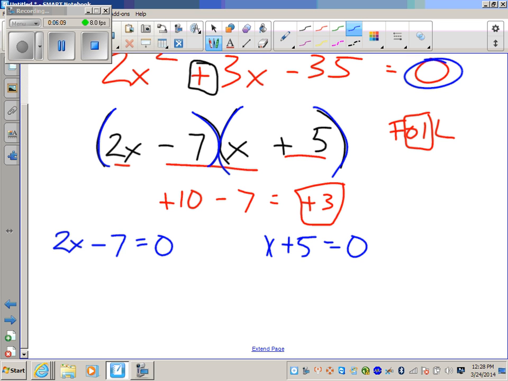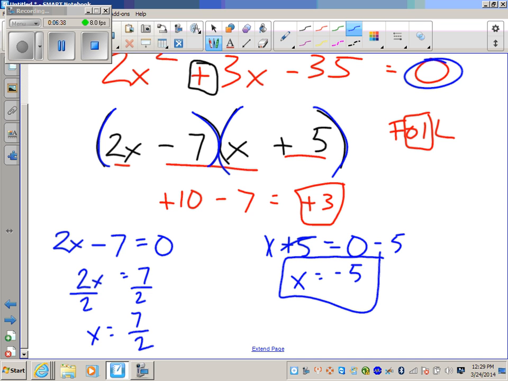So here, Marlia, the first thing I'm going to do is add 7. So 2x is equal to 7. Divide both by 2, and x will equal 7 over 2. And here, subtract 5. X equals -5. So you've got a solution of x equals -5 and x equals 7 over 2. You have two solutions there.